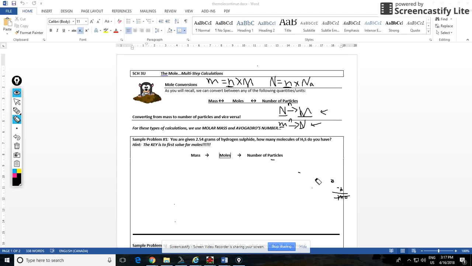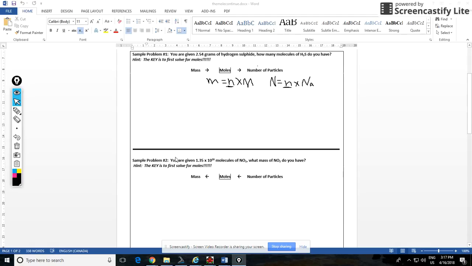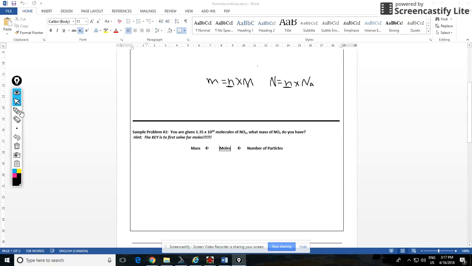Let's just erase our screen here so it's a bit neater to follow. Okay, so the next question, and we'll have our formulas follow us, which is great. The next question is, you're given 1.35 times 10 to the power of 28 molecules of NO2, so that's the number of particles, big N, and you want to convert to the mass. But again, there's no formula from mass to particles. We have to first convert to moles. We have to convert the number of particles to the number of moles, and then from the number of moles to the mass.